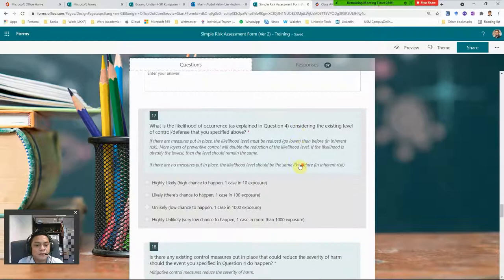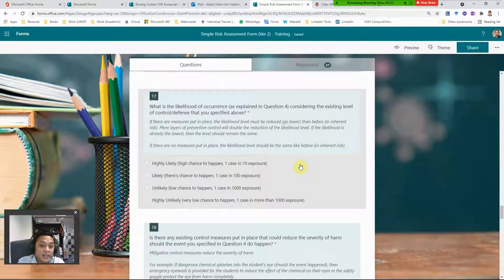So, considering the kind of protection that is already there, you have to determine the likelihood. If in the inherent risk you imagine no protection, and then when you consider residual risk and look at the machine, for example, and there is no protection, your past answer and the answer for this question would be the same. If the past answer was highly likely, and then when you look again at the operation you see that there is some kind of protection, some kind of control measures, then your answer in question 17 would have to change. You must change it.